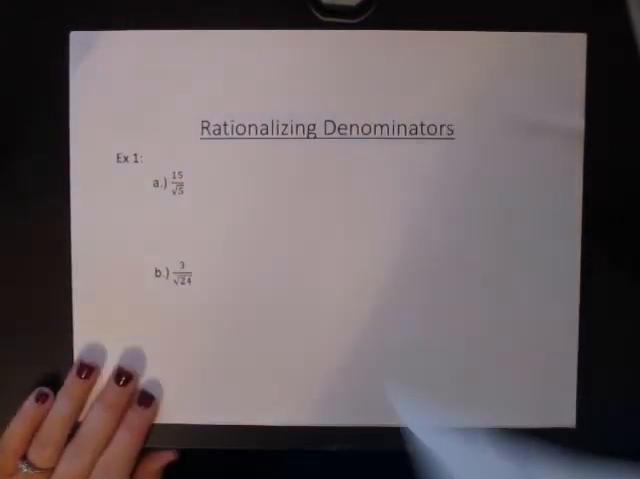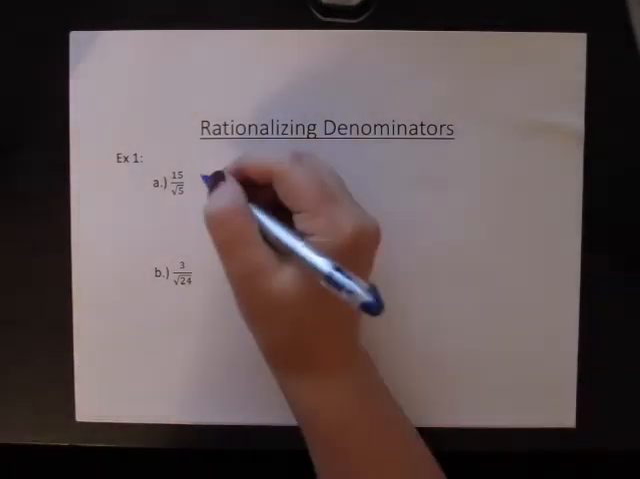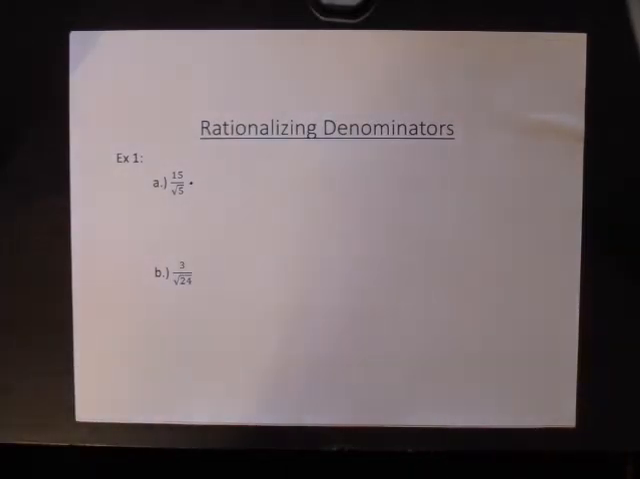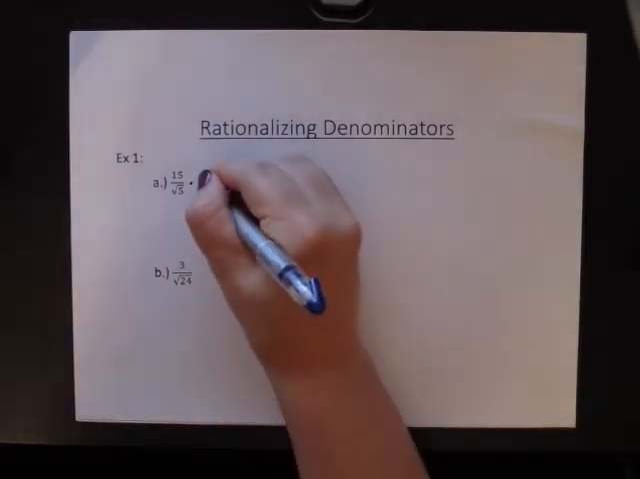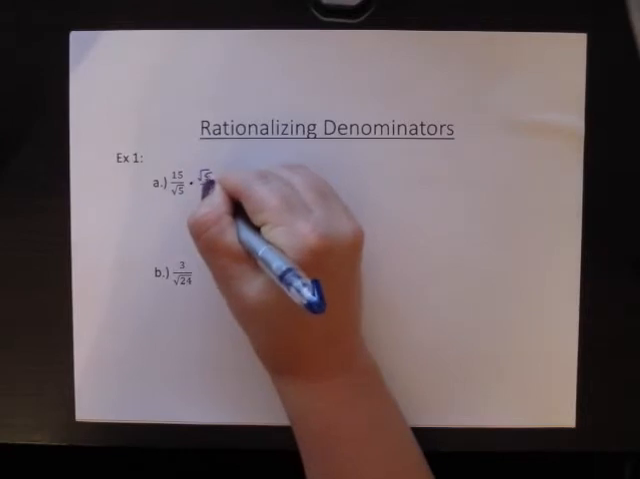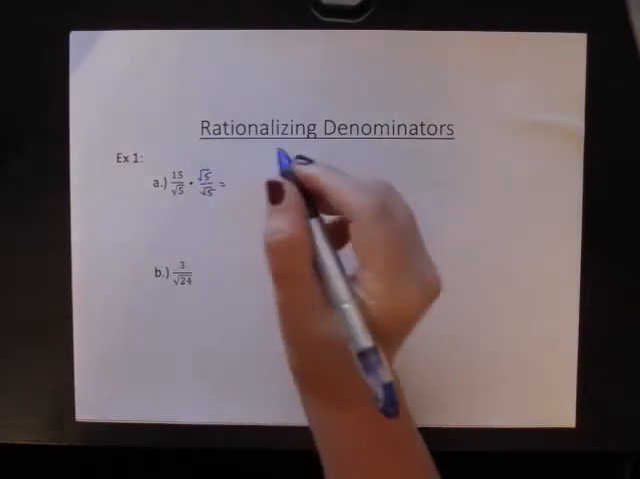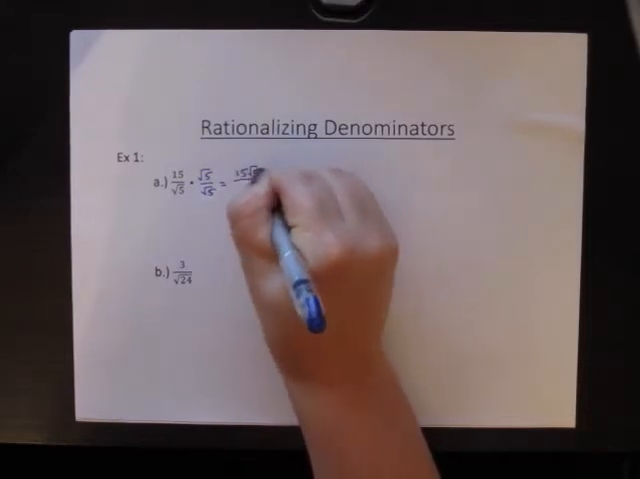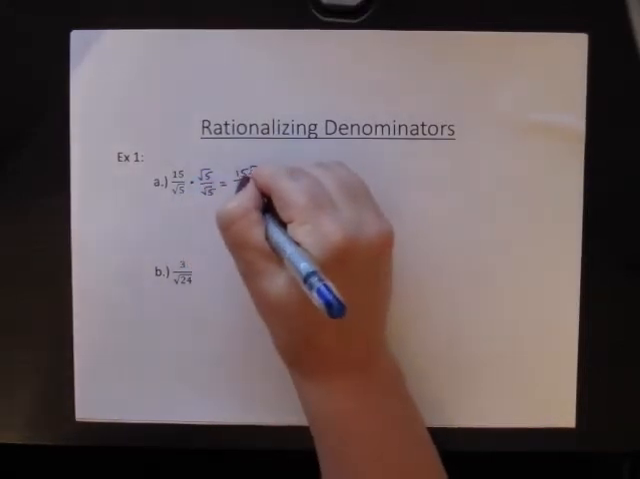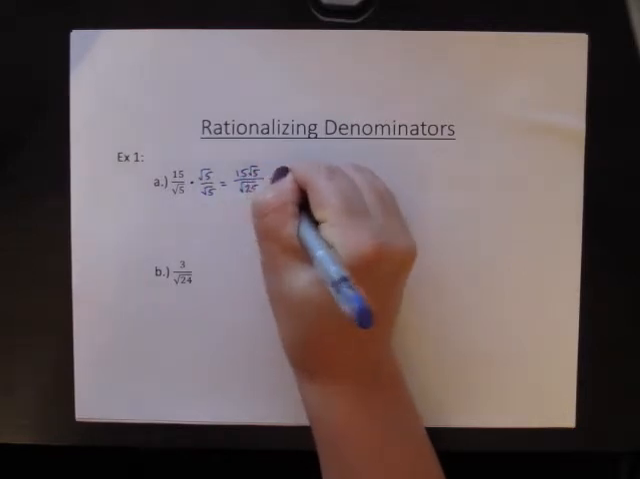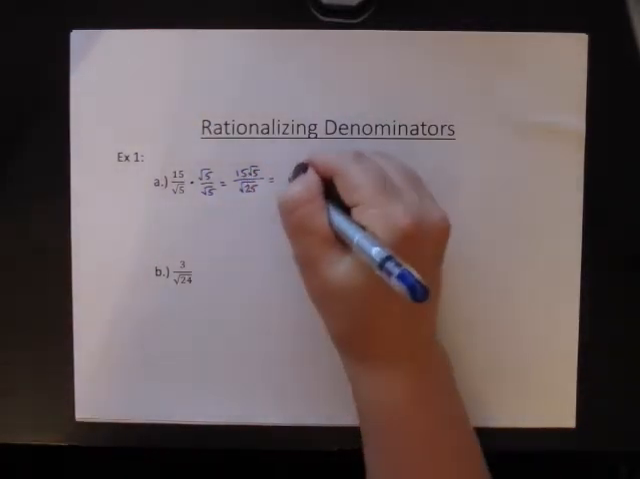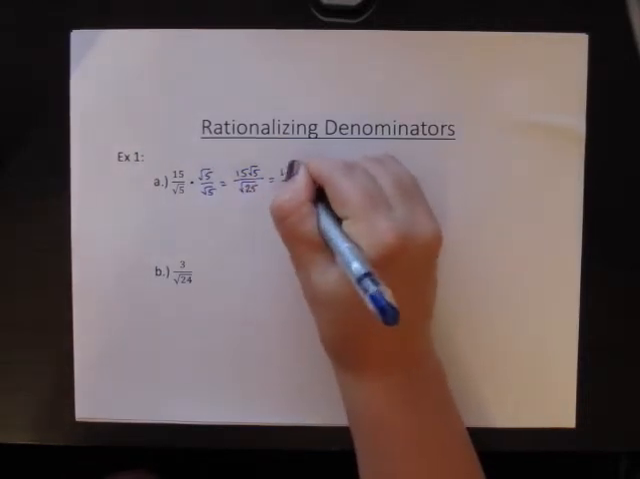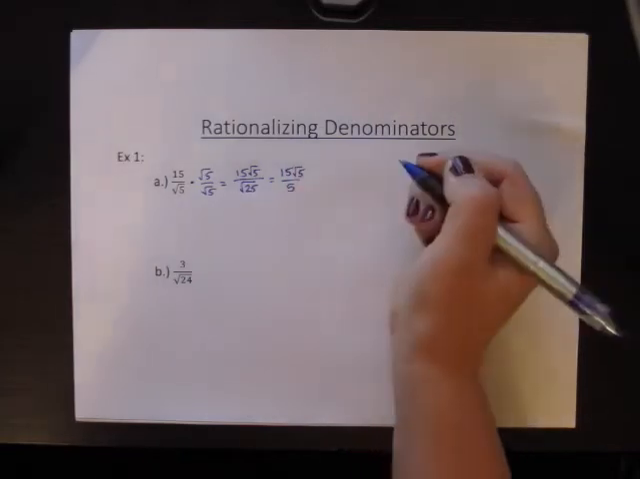So let's do this. When you rationalize the denominator, if you have 15 over the square root of 5, you see that you have the square root of 5, and we can't leave it that way. So what we have to do is multiply it by 1, so this would be the square root of 5 over the square root of 5. When we multiply straight across, we get 15 square root of 5 over 5 times 5, which is the square root of 25. The square root of 25 is a perfect square, and you'll always get a perfect square, and the square root of 25 is going to be 5. So we get 15 square root of 5 over 5.